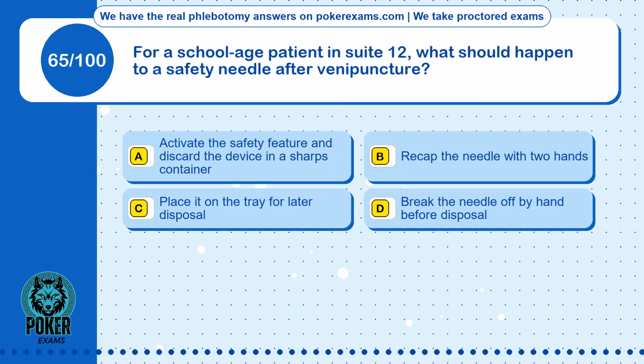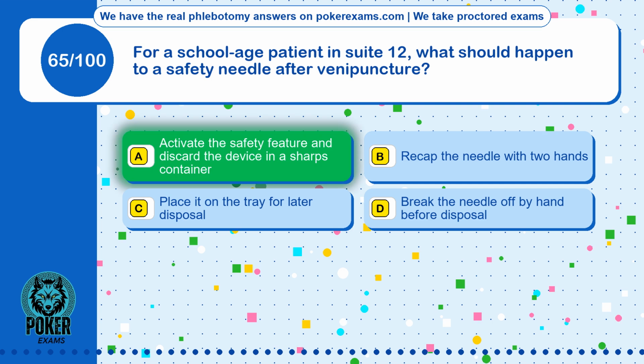Question 65. For a school-age patient in Suite 12, what should happen to a safety needle after venipuncture? Option A, activate the safety feature and discard the device in a sharps container. Option B, recap the needle with 2 hands. Option C, place it on the tray for later disposal. Option D, break the needle off by hand before disposal.